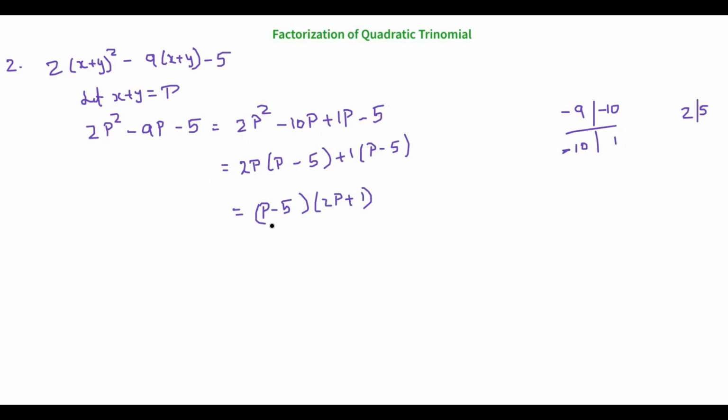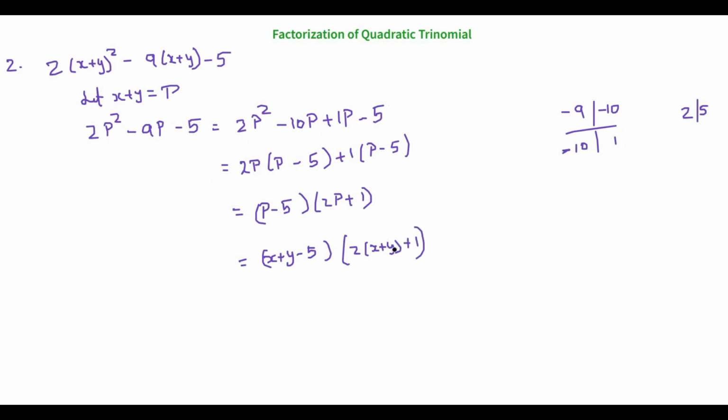Now as usual, the last step is to substitute x plus y in place of p. So here we can write it as x plus y minus 5. And here, a little different, we have 2p, so we will write 2 and, inside the bracket, x plus y plus 1.